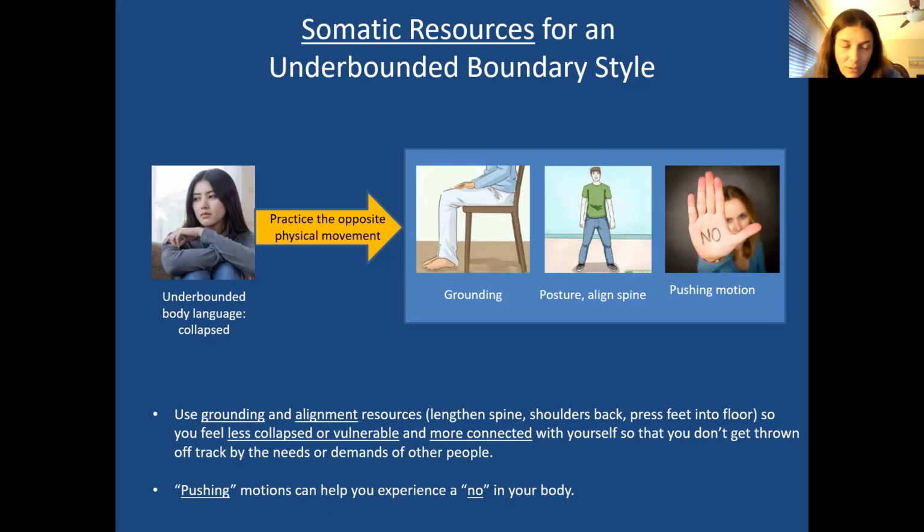Next, instead of a collapsed posture, which could feel weak, vulnerable, or submissive, you make an effort to align your posture and stand up a little taller, with a little more strength and confidence. Other times, you could use a gesture like a pushing motion, like a no. That could help you set the boundary.